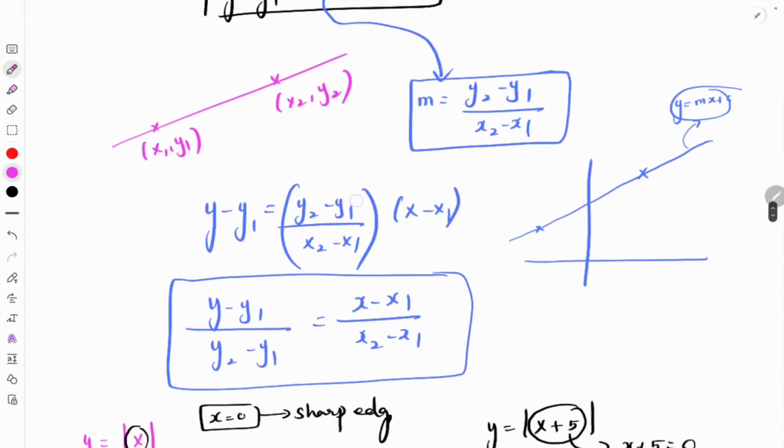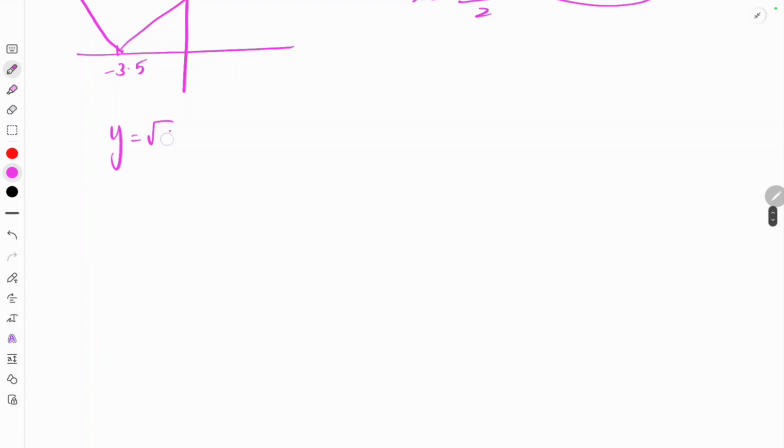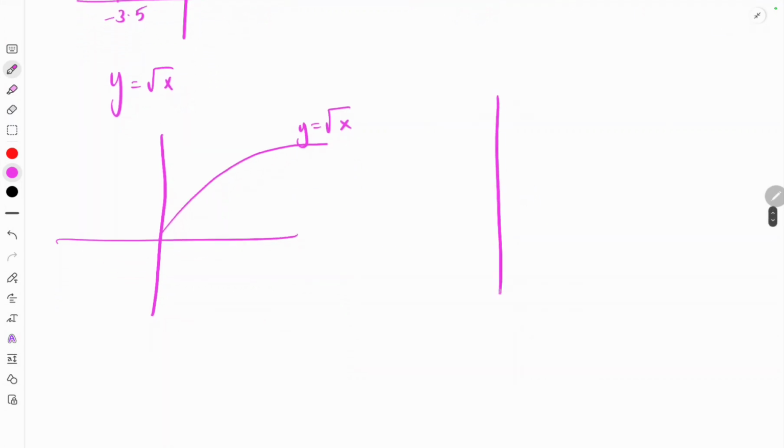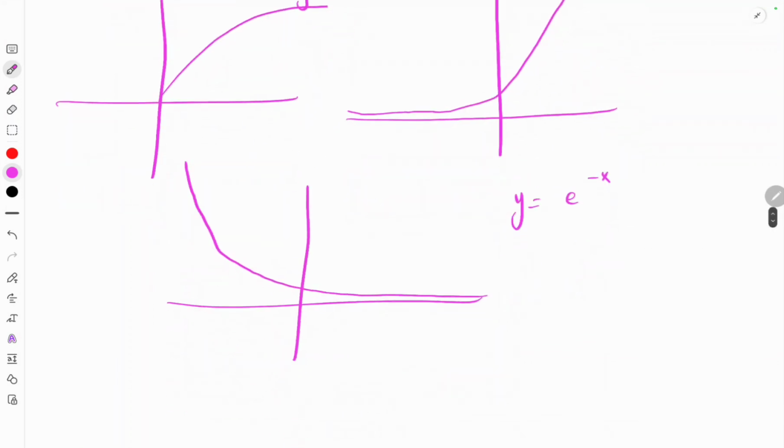So if they have given the graph y equal to root x, we have to just draw this one. This is y equal to root x. And the e power x graph will be like this. This is y equal to e power x graph. For y equal to e power minus x, the graph will be like this. This is y equal to e power minus x, and this is y equal to e power x.